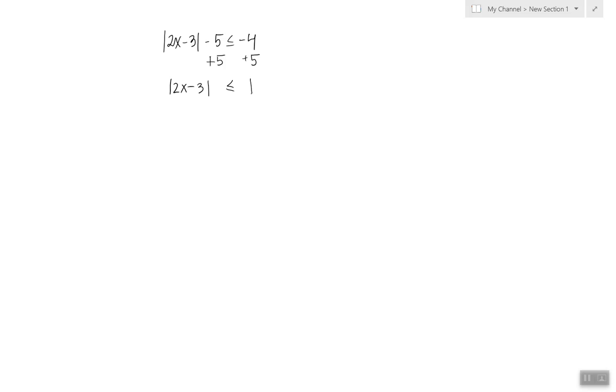The next step depends on what type of inequality we have. Here we have inequality that looks like absolute value of something is less than some value. And there we have two ways to solve it. So one way is to translate it to the equivalent compound inequality that looks like this.